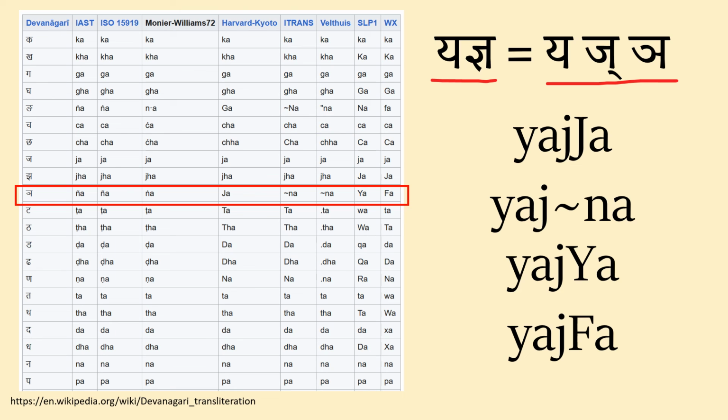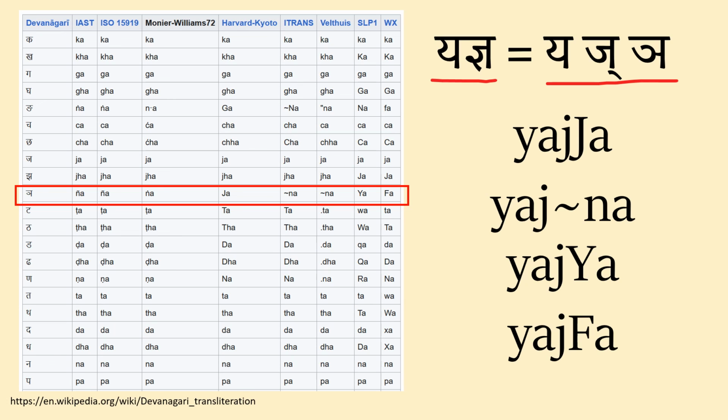And similarly, if you use the ITRANS transliteration scheme, then we have that weird symbol there, and there is a na. So it has to be pronounced the same way. Then we have SLP1. If we use that transliteration, we have an uppercase Y for nya sound. Again, it should not be pronounced Yajya, just because it is written like that. They are just symbols. There is the same pronunciation, yajna.